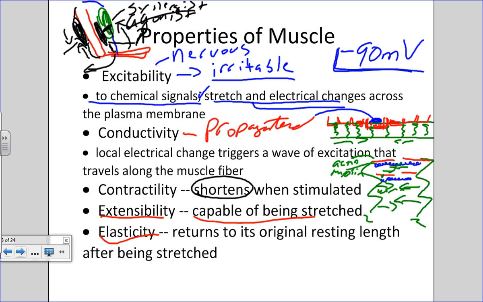And being that the tricep muscle works against the bicep and the brachialis, this is what we would call an antagonist. Okay, that's what we would call an antagonist muscle. All right, so keep that in mind.